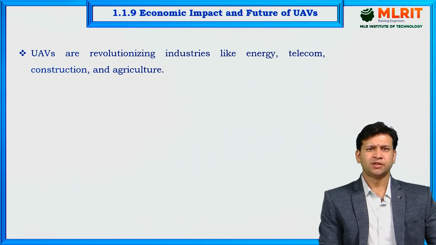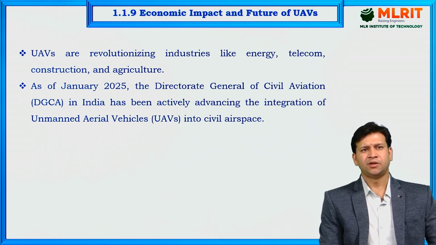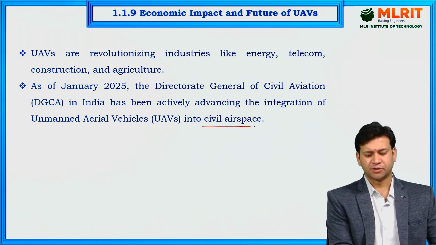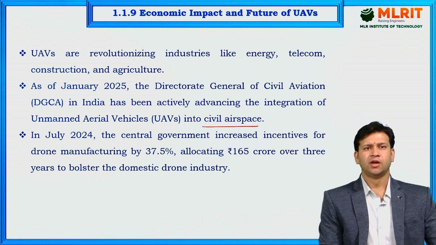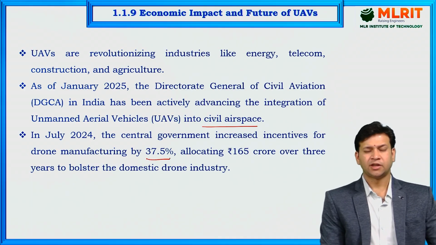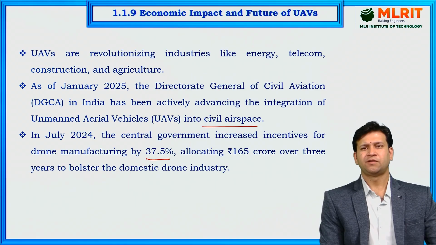UAVs are revolutionary. Industries like energy, telecom, construction, and agriculture are utilizing them. As of January 2025, the DGCA in India has been actively advancing the integration of UAVs into civil airspace. In July 2024, the central government increased incentives for drone manufacturing by 37.5%, allocating rupees 165 crore over 3 years to bolster the domestic drone industry, which has boosted the startups in the field of unmanned aerial vehicles.